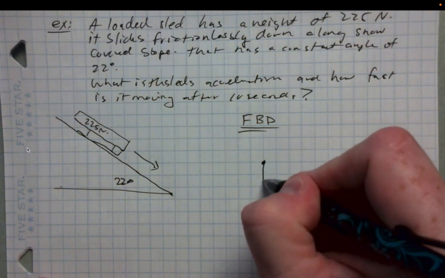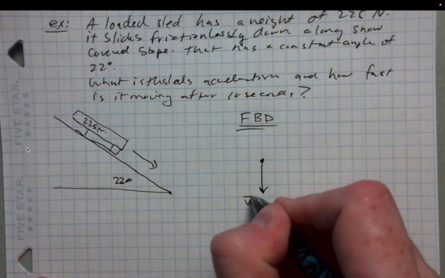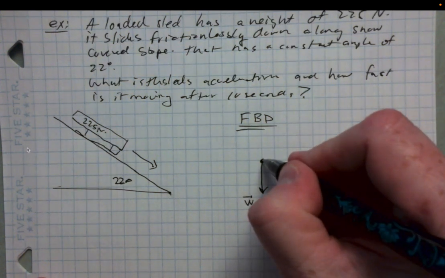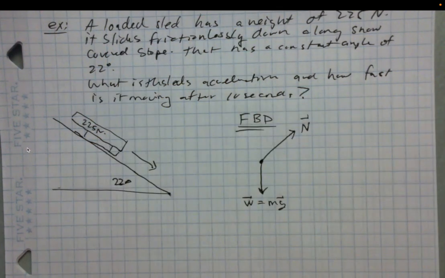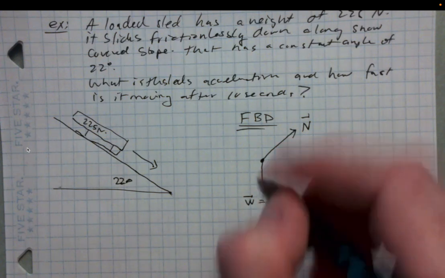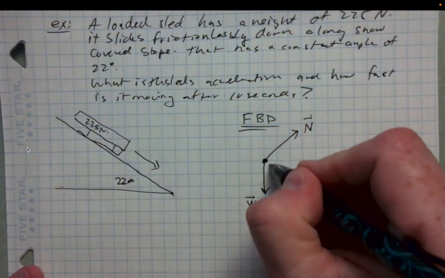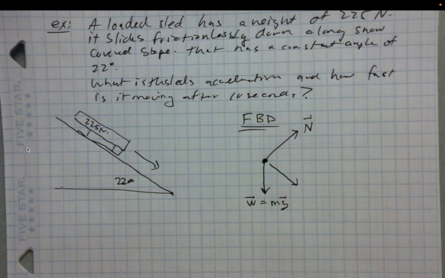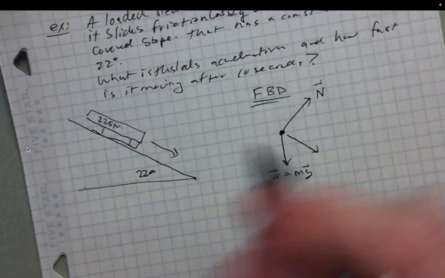So the sled is here, and pulling straight down is the force of gravity, the sled's weight. Okay, and then perpendicular to the slope is the normal force. Okay, these arrows are not drawn to scale, so don't worry about that. I'm just getting the directions sorted out. Now, the sled is going to be pulled down the slope in the direction of, kind of downhill, right? So kind of in this direction.